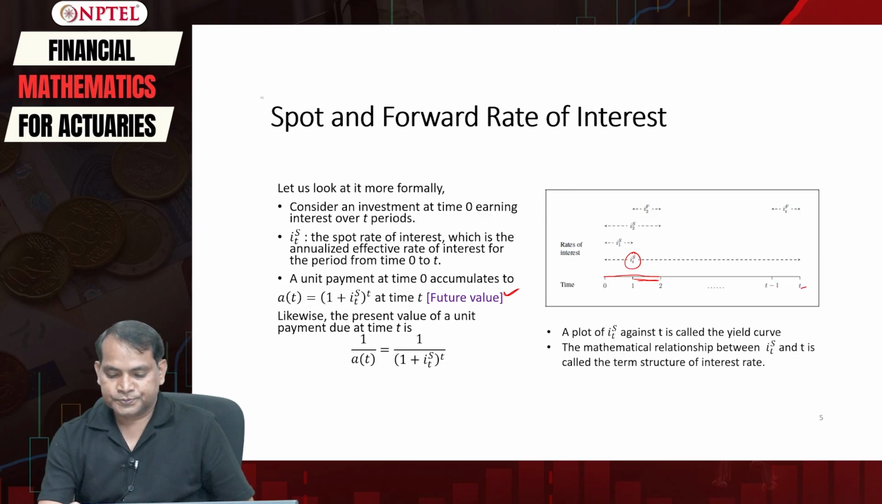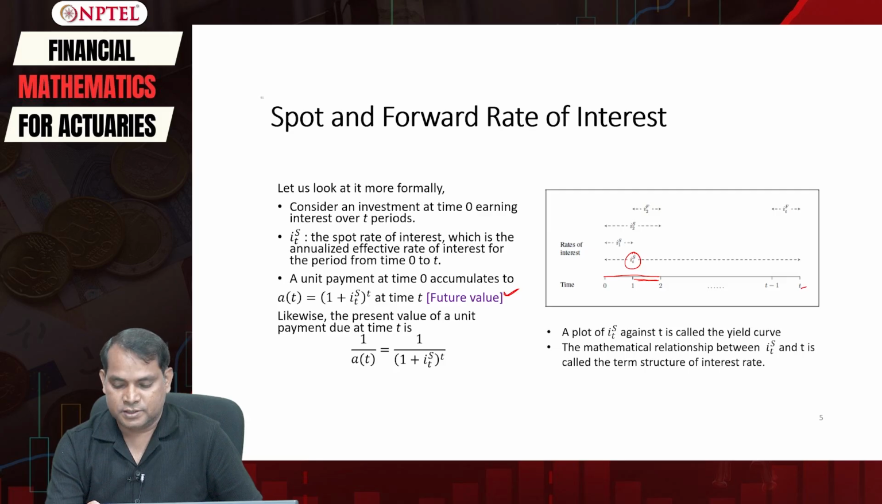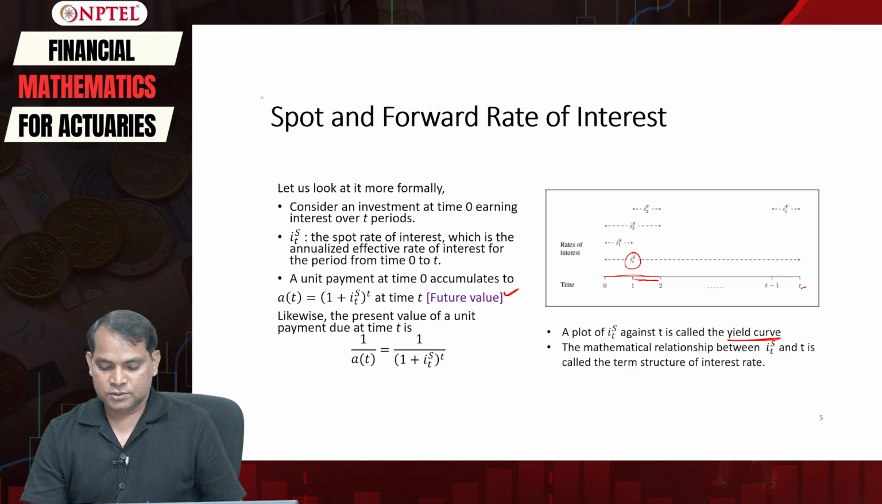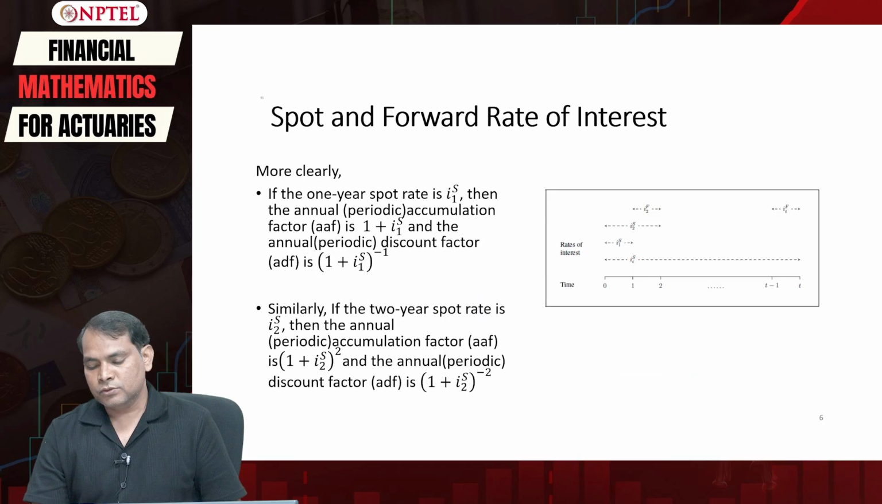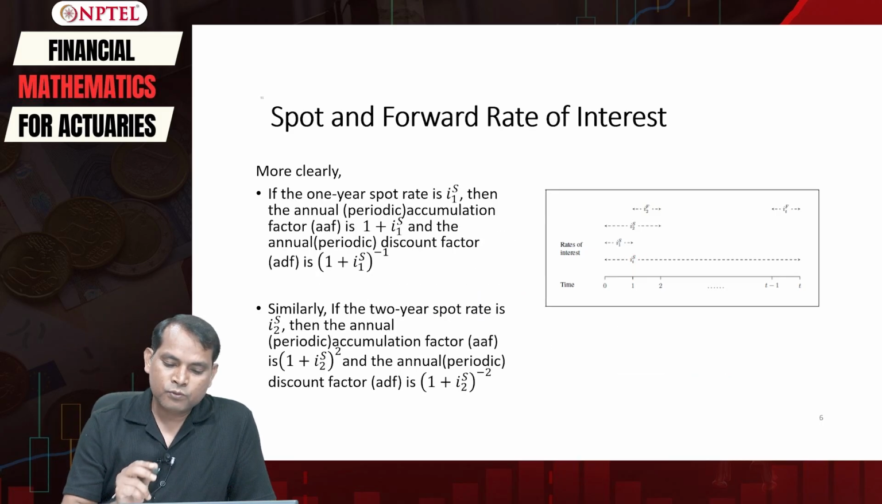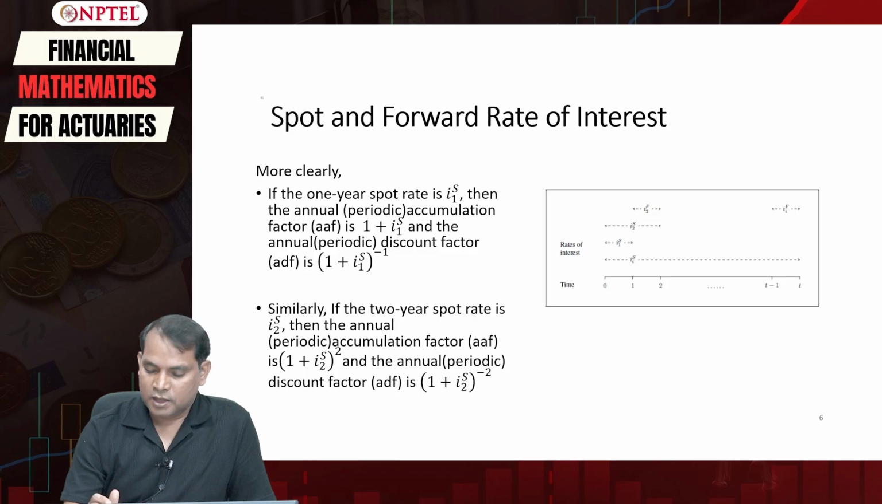So, the plot of the spot rate against T is basically known as the yield curve, which we have already understood. In the yield curve, the interest rates we are referring to are all spot interest rates. A plot of this ITS against T is known as the yield curve, and the mathematical relationship between the spot rate and T is known as the term structure of interest rate.